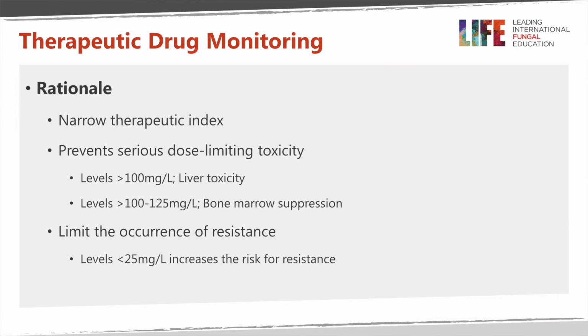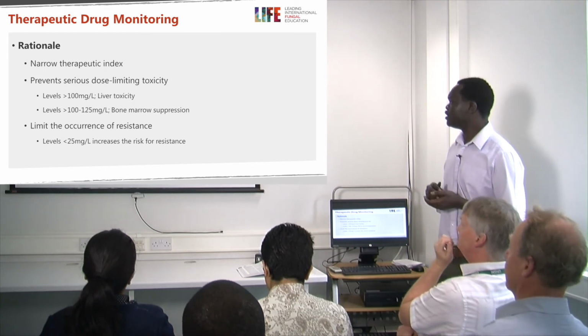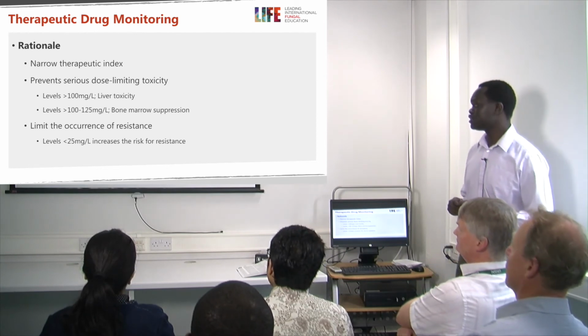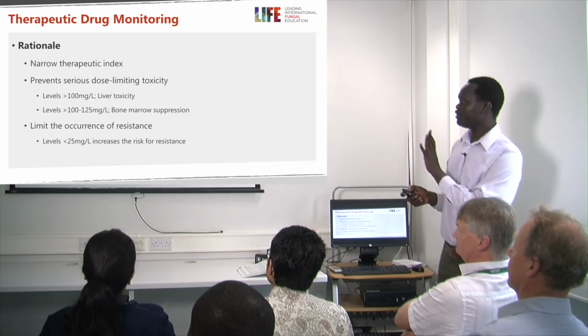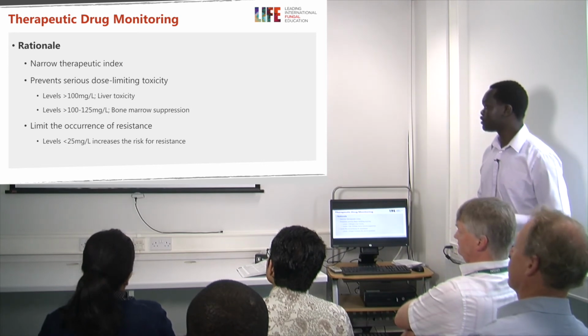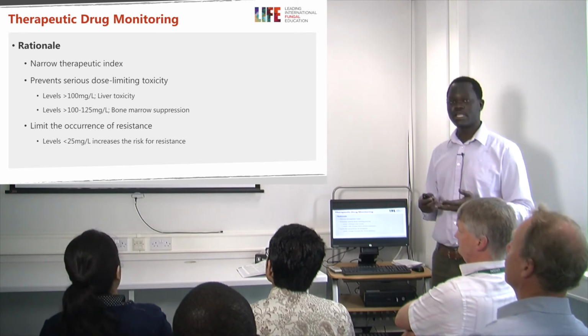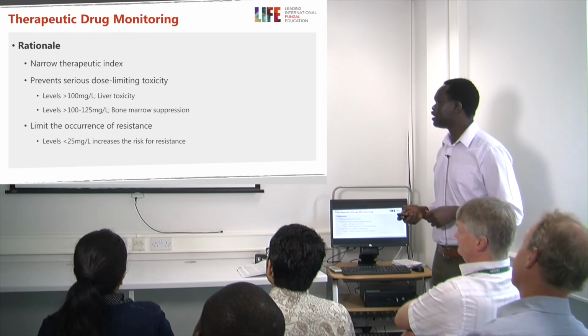Then, how do you monitor flucytosine drug levels, and in whom should this drug actually be monitored? The rationale is that flucytosine has a very narrow therapeutic index, and therapeutic drug monitoring prevents serious dose-limiting toxicities. The therapeutic drug level is between 40 to 100, or a little tighter, but levels that are beyond 100 milligrams per liter are most likely going to cause serious drug-induced liver injuries. Then levels between 100 and 125 milligrams per liter will definitely put a patient at risk of bone marrow suppression. On the other side, if we keep to very low levels, less than 25 milligrams per liter, then we increase the likelihood of a patient developing resistance to this agent.